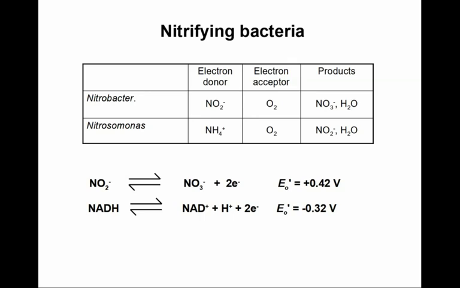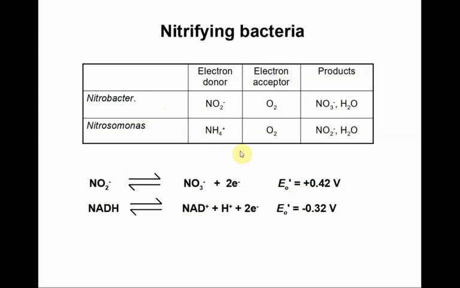Now, how about nitrifying bacteria? These bacteria are using relatively reduced forms of nitrogen, so ammonium or nitrite, as the electron donor, and molecular oxygen as the electron acceptor. Nitrosomonas uses ammonium as the electron donor, which will oxidize the ammonium to nitrite, and Nitrobacter will oxidize the nitrite back to nitrate. That's how I remember which one does what here: Nitrosomonas, ammonium, and Nitrobacter is the other one.